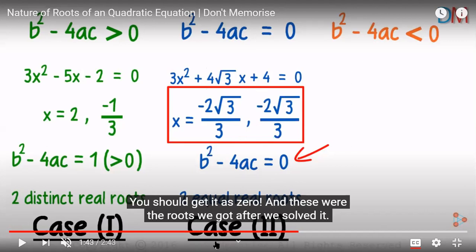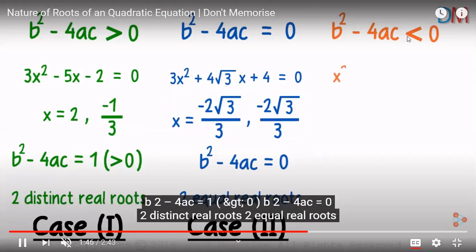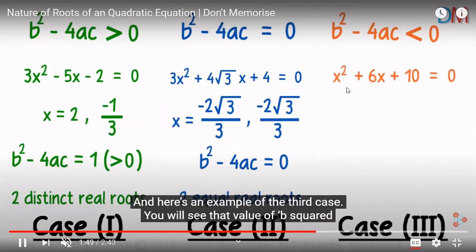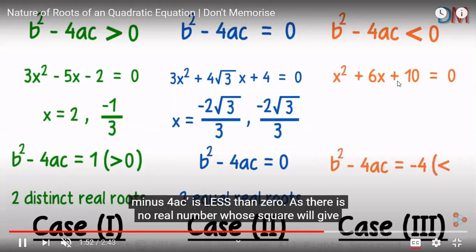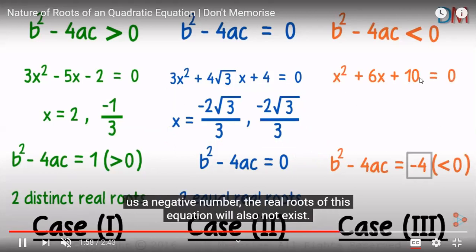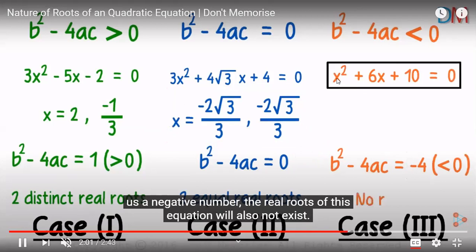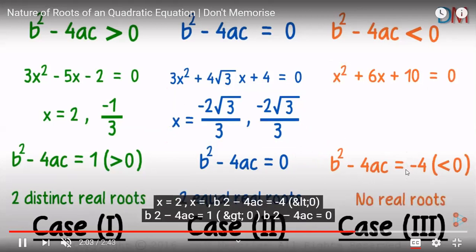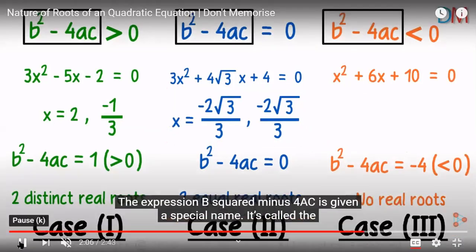Now consider the last example, b square minus 4ac less than 0. Consider the example x square plus 6x plus 10 equals 0. Now b is 6, c is 10 and a is equal to 1. There is no real root, because if we find b square minus 4ac, b square is 6 times 6, 36. 4 multiplied by 10 multiplied by 1 is 40. 36 minus 40 equals minus 4, and minus 4 is less than 0.